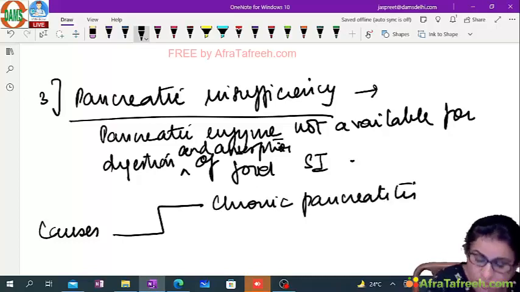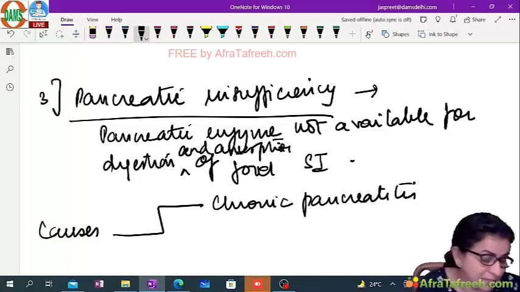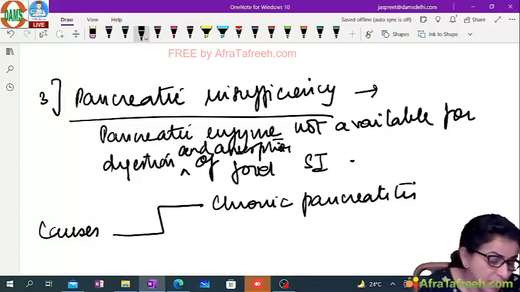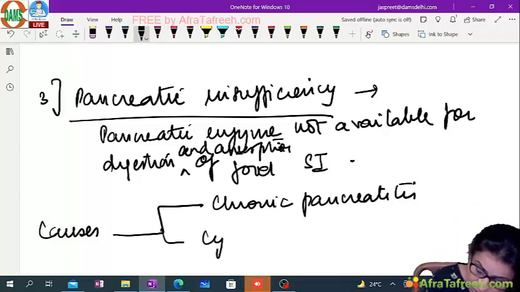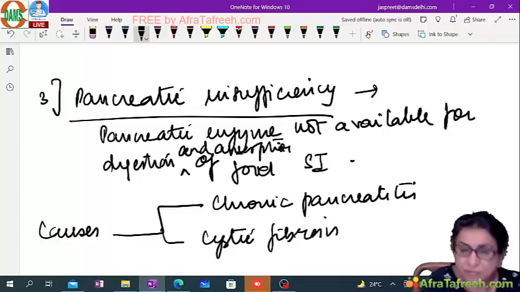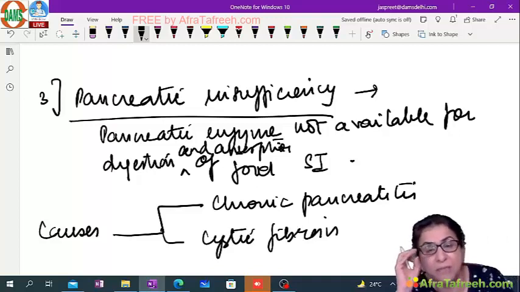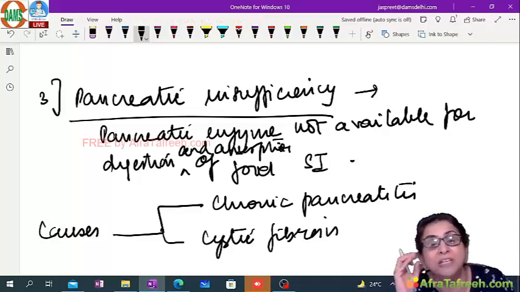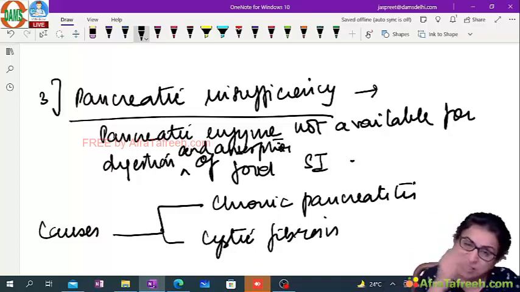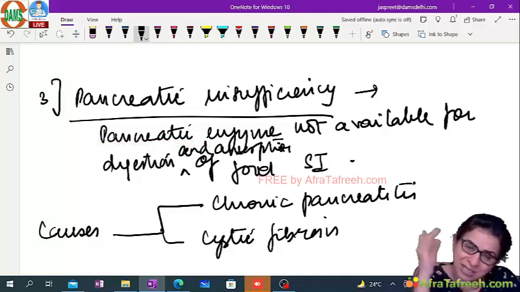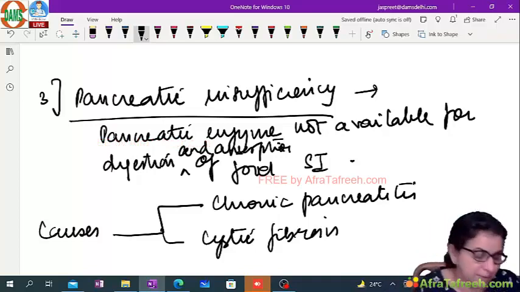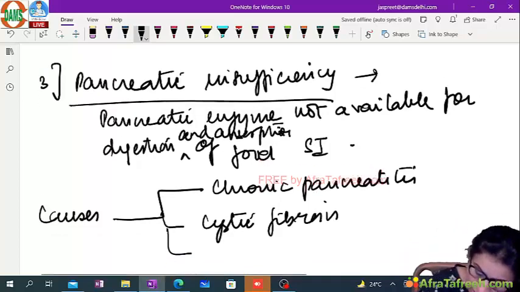Alcohol is a very important cause of pancreatitis. So chronic pancreatitis is one. Two, cystic fibrosis. You know, cystic fibrosis is a disease where thick mucus plugs are formed in the ducts, especially the pancreatic ducts. These thick mucus plugs obstruct the pancreatic ducts and as a result, pancreatic enzymes cannot reach the small intestine.